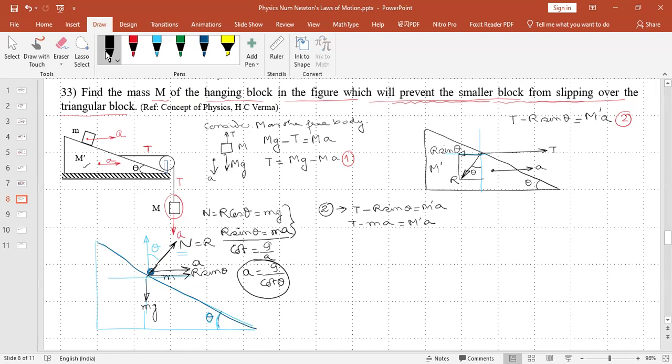Now, from equation 1, we get T is equal to mg minus capital M A. Here we replace T by mg minus capital M A, minus small m a is equal to capital M dash A. Or from here we get mg is equal to A within bracket capital M plus capital M dash plus small m.